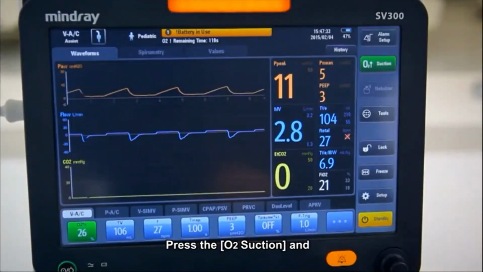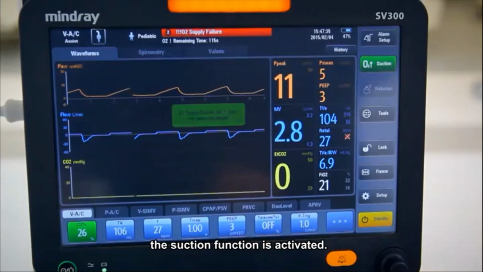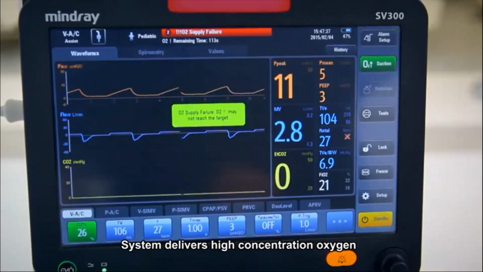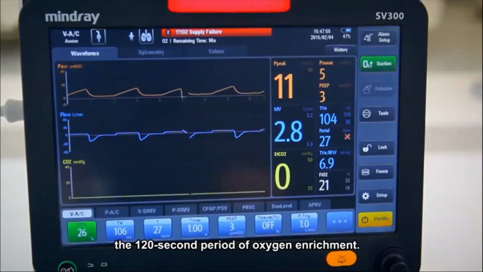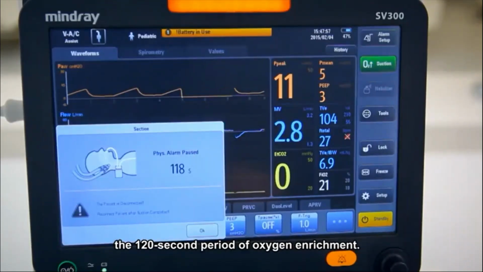Suction maneuver. Press the O2 suction and the suction function is activated. System delivers high concentration oxygen to the patient. This is the first stage of suction. Clinician makes the judgment within the 120-second period of oxygen enrichment.